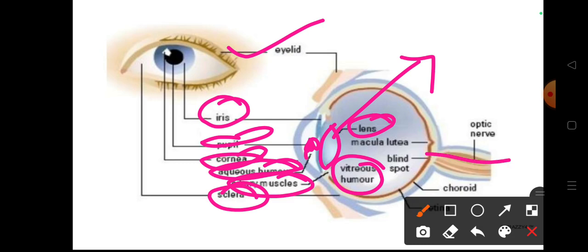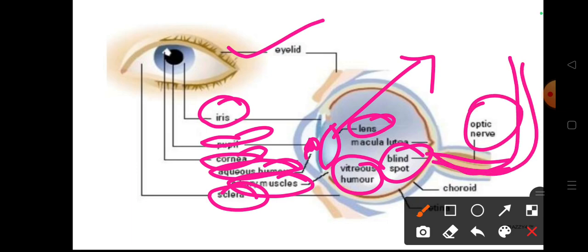Then the place where the optic nerves pass from the eyes is called the blind spot. Whatever light rays are coming from objects, if they converge at a point where the nerve endings are passing, then we cannot see that object. That's why it is called a blind spot. Then the eye is connected to our brain with the help of the optic nerve.